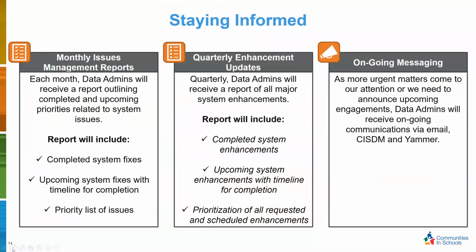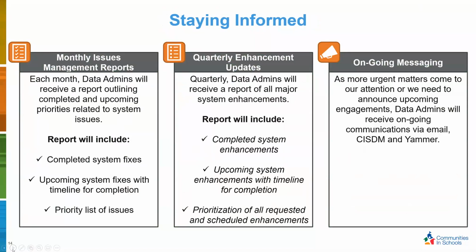So this is really our way of trying to level set in terms of expectation setting, so that folks can see, yes, if you've got an issue, it might already be on our radar. We just want to show you where that is on the list of priorities and the anticipated date for a fix or an update. So we will be developing some of these tools. Some of them are already in development, and we'll just be making them visible to the network. So, for example, the monthly issues management reports. We'll be creating a report to share with data admins so that you can see what's been completed in terms of issues that have come up and then upcoming priorities for the month ahead.